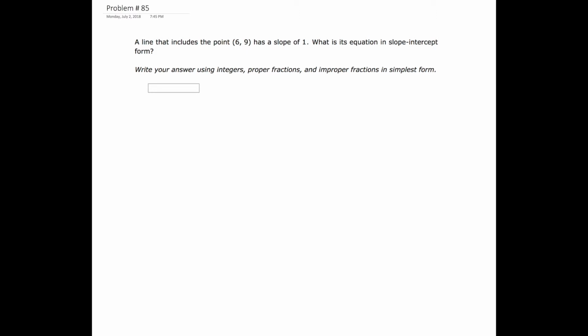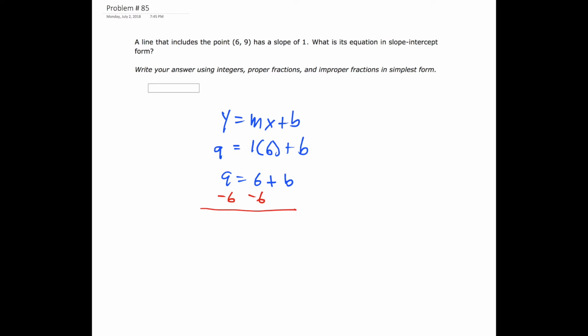What is it? Okay, y equals mx plus b. All right, now 9 equals 1 times 6 plus b. 6 plus b. 6 times b is 6b. Okay, now what? All right, so then you get b is equal to what? What's the answer?